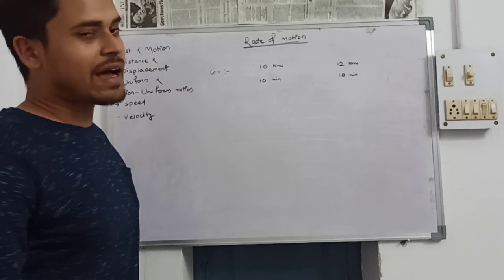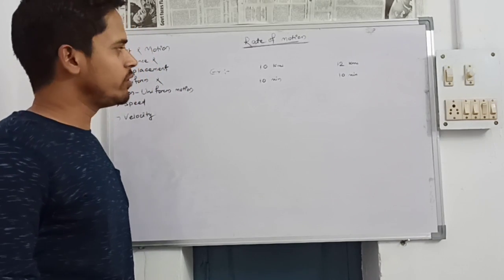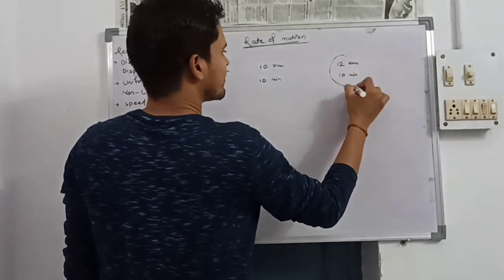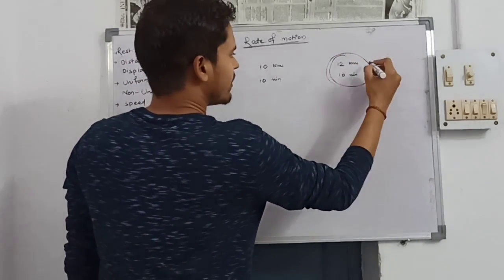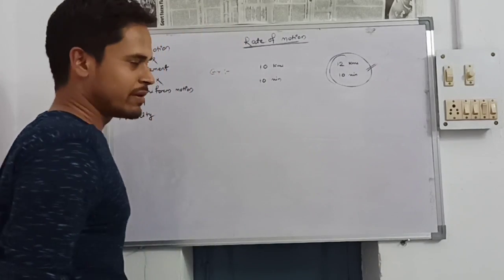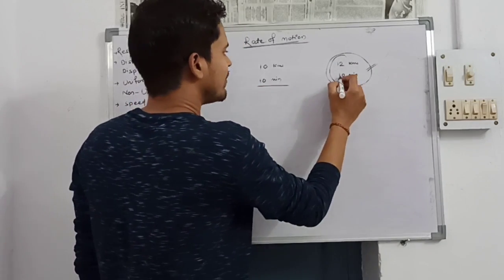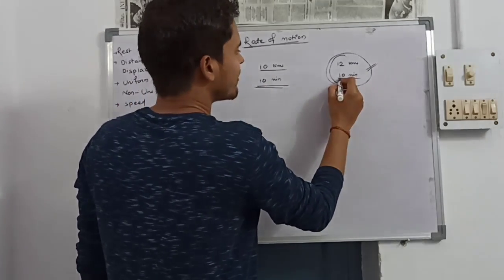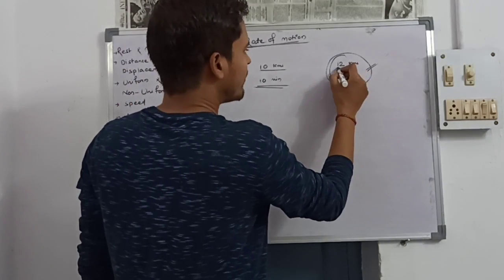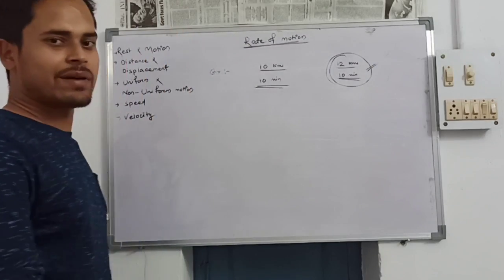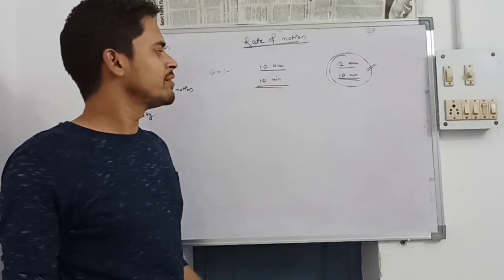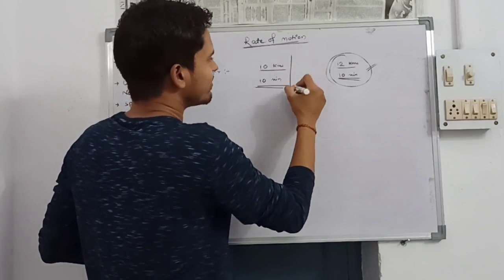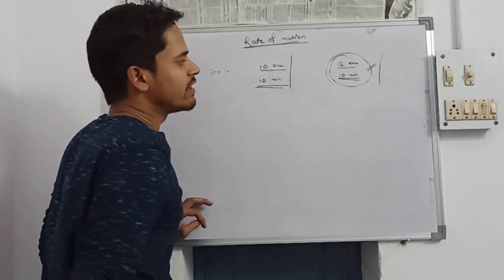Then who is going fast? Can you tell me who is going fast? Obviously, you will say, sir, this person, that is my friend, is traveling fast. Because in the same time, 10 minutes, I am covering 10 kilometers, whereas my friend is covering 12 kilometers. So my friend is fast. I am slower than him or her. So this is the rate of motion, or measuring the rate of motion.